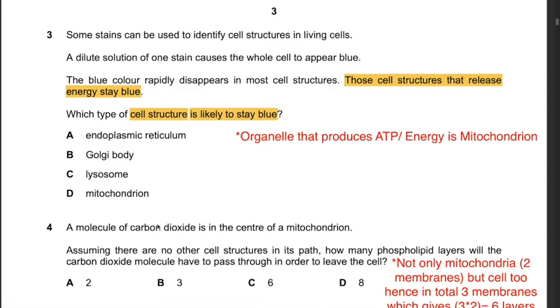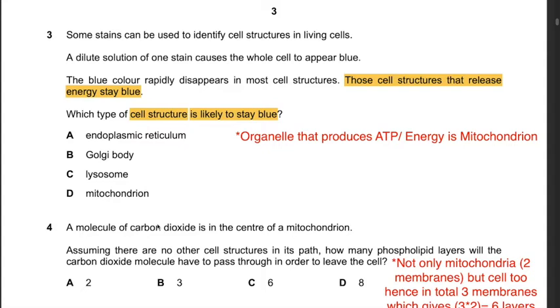Question 3. Some stains can be used to identify cell structures in living cells. A dilute solution of one stain causes the whole cell to appear blue. The blue color rapidly disappears in most cell structures. Those cell structures that release energy stay blue. Which type of cell structure is likely to stay blue?